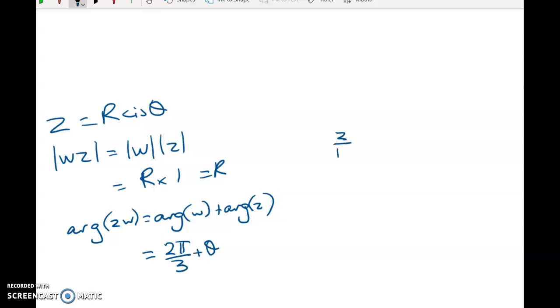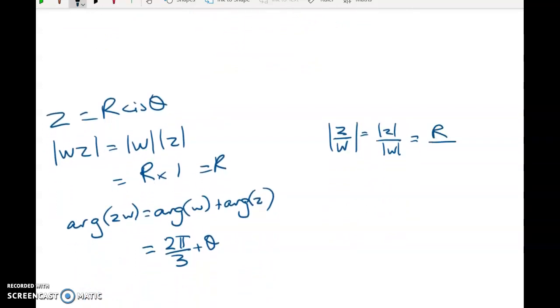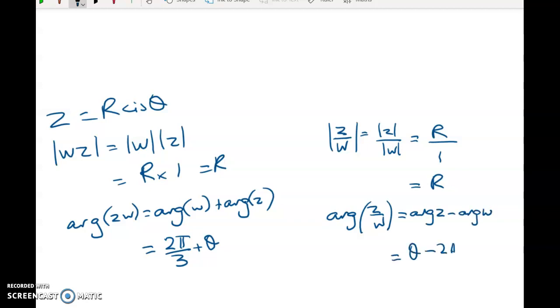And then z over w, well, we can divide the moduli by each other. Have I done that the right way around? Hang on, what's z? Yeah, that's right, sorry. z has modulus of r and w has modulus of 1, that's right. And so this also has a modulus of r. And the arg of z over w is equal to the arg of z minus the arg of w, which is theta minus 2 pi on 3.